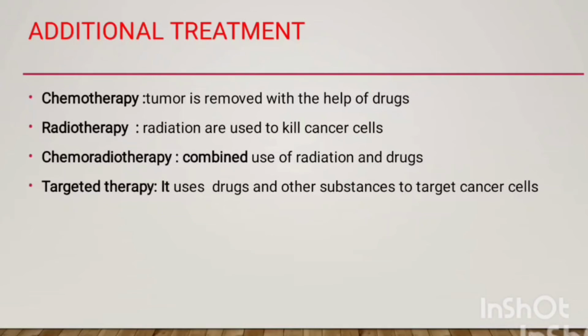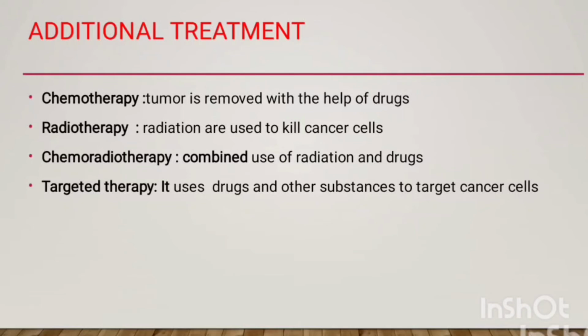Chemoradiotherapy. This is the combined use of radiations and drugs. In this case, the radiations as well as certain specific drugs are used together. So the effect of medicine or treatment is enhanced. And the other is targeted therapy. In targeted therapy, we use drugs and other substances that target cancer cells and they either kill these cancer cells or stop their proliferation.